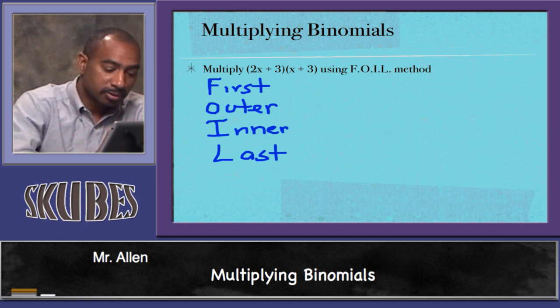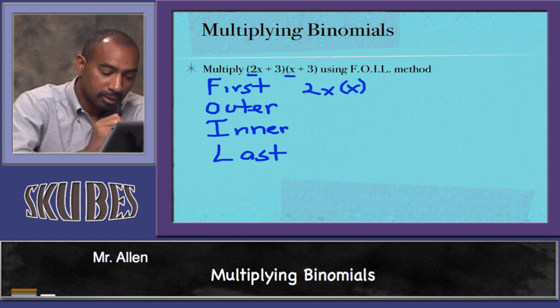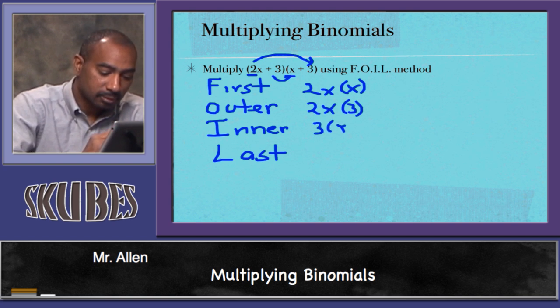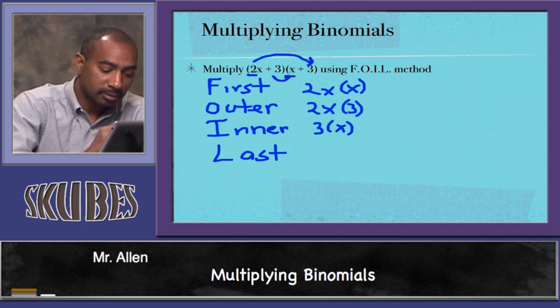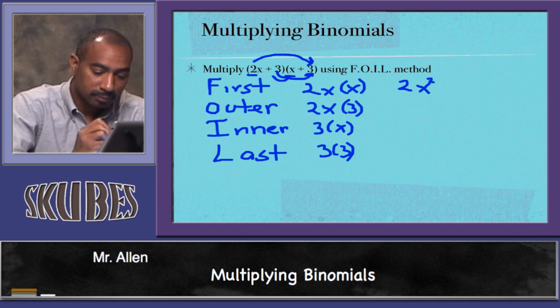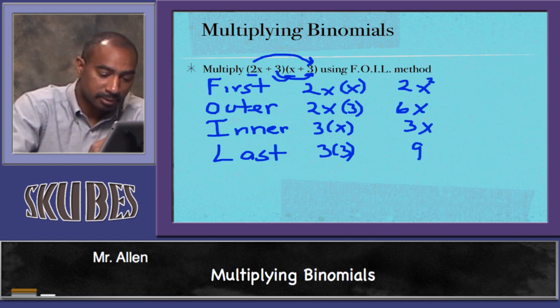So the first term is 2x and x. So I'll say 2x times x. And the outer term is 2x and 3. So we'll put 2x times 3. The inner term is 3 times x. And my last term is 3 times 3. All right, so you're going to multiply those. So I get 2x squared, 6x, 3x, 9. And you just add up all the like terms.